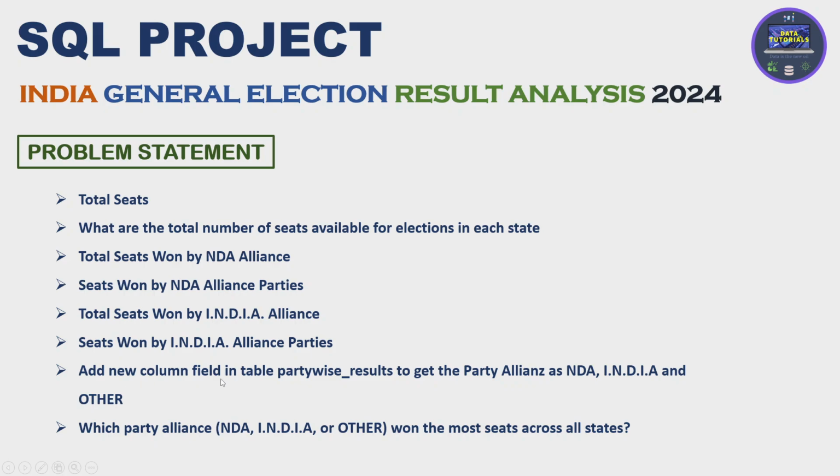Then we have to add a new column in the table party-wise results. So I will explain. There is one table called party-wise results, and in that we have to add a new column field that is nothing but party alliance. So we are going to find out a party alliance as a new field where we will name those particular parties if they are in NDA, if they are in India, or some of the parties were neither in NDA nor in India. So we will name them as other.